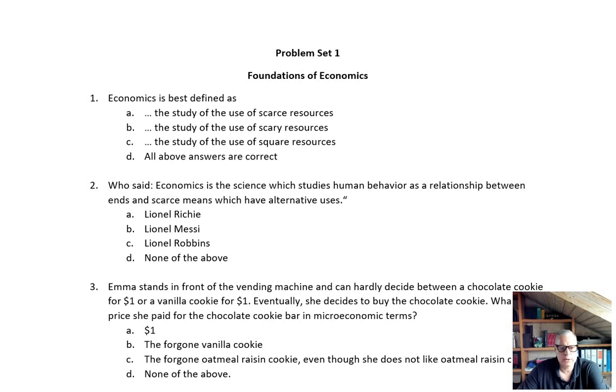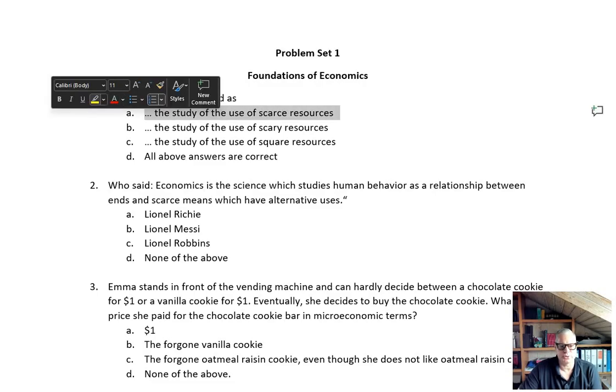Okay, let's review what we have covered in this first chapter on foundations of economics, and let's look at some questions. And those questions are very similar to what you can expect also on the tests. So question 1, economics is best defined as A, the study of the use of scarce resources, B, the study of the use of scary resources, C, the study of the use of square resources, or D, all of the above are correct. Well, it's obviously the use of scarce resources.